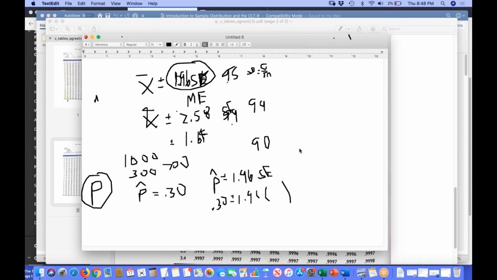How do I calculate that? Well, in this case, the way we calculate our standard error for this kind of calculation is, for a proportion, the standard error is the square root of P times 1 minus P over N. So in our case, it's going to be equal to the square root of 0.3 times 0.7 over 1,000.